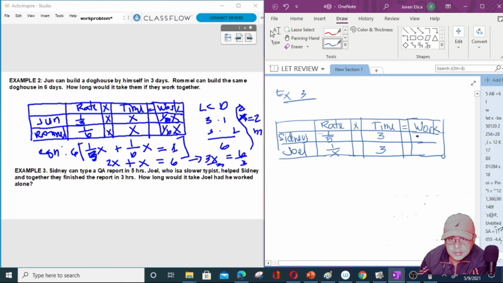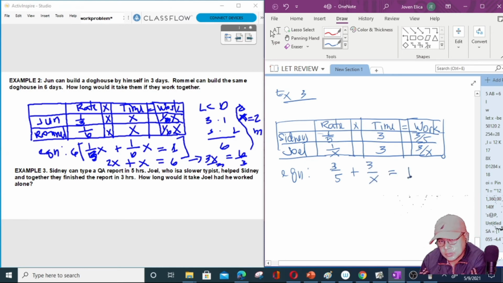So this is 3 over 5, 1/5 multiplied by 3, and this is 3 over x, 1/x multiplied by 3. So deriving the equation from the given table, just get the sum: 3/5 plus 3 over x is equal to 1. Always equate to 1.